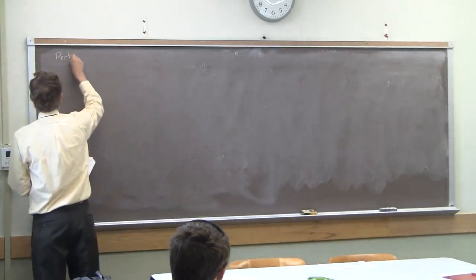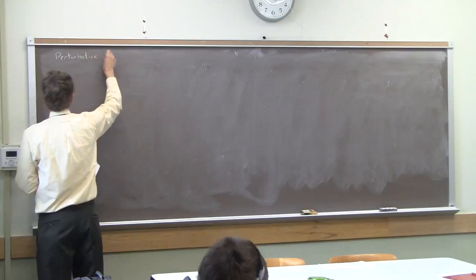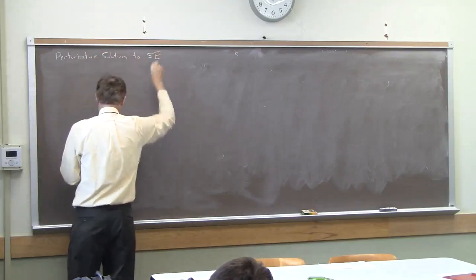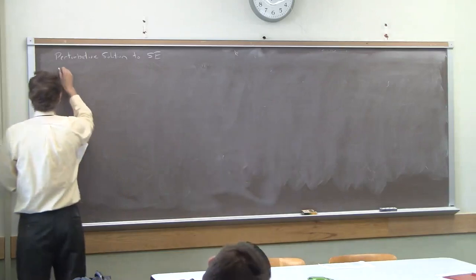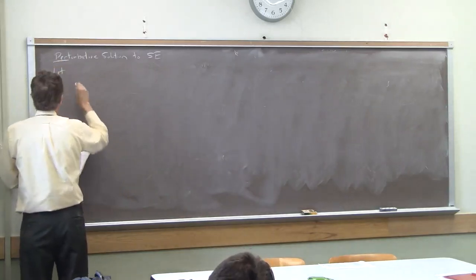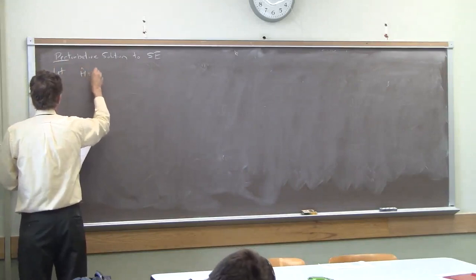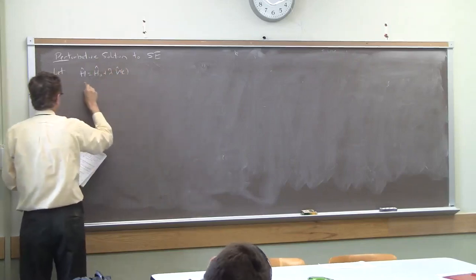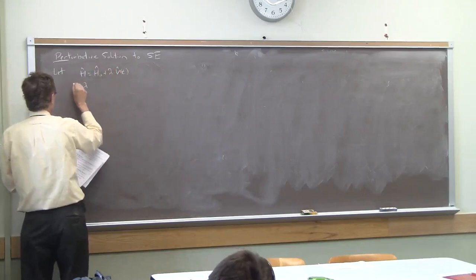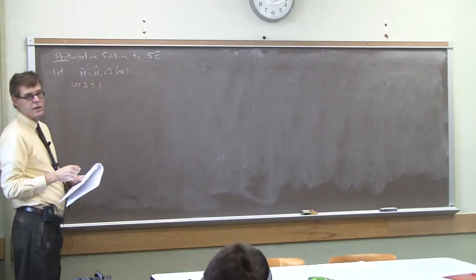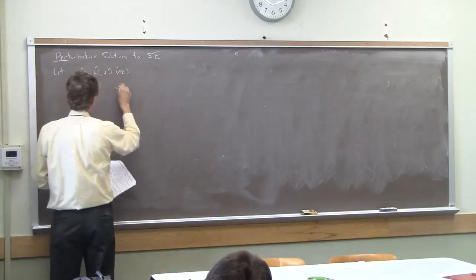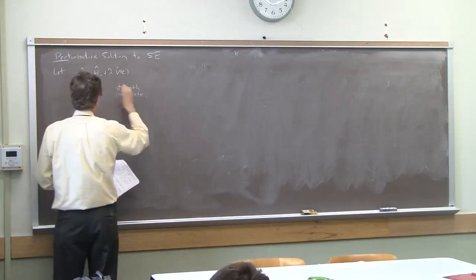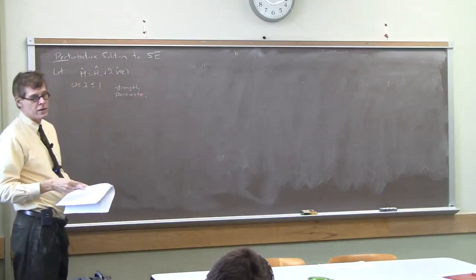Okay, so let's call this the perturbative solution to the Schrodinger equation. Just as a pure formality, let's write the Hamiltonian now as H naught plus lambda times V of t. Lambda is a parameter that is allowed to range from 0 to 1. We can think of it as a strength parameter.